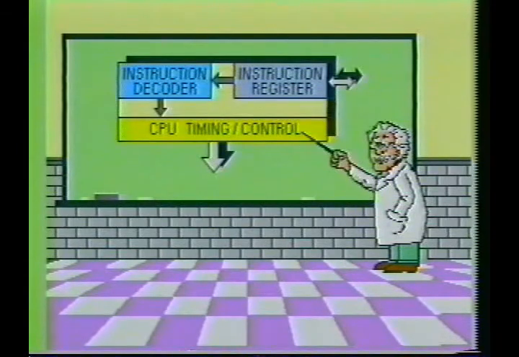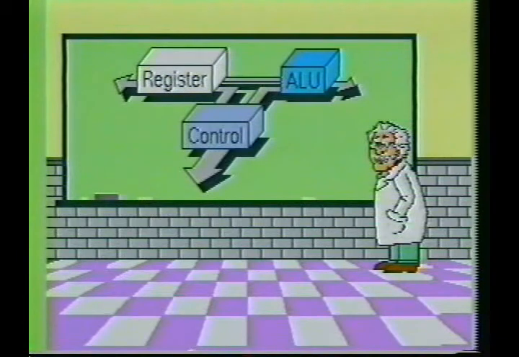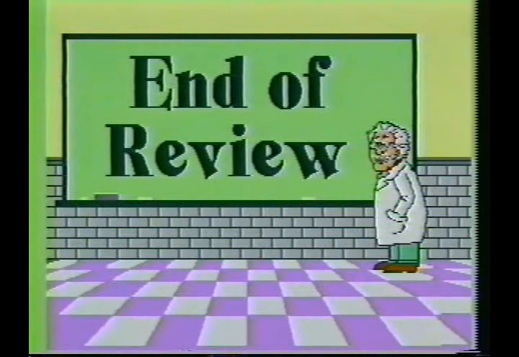Its function is to fetch the instruction code, interpret the code, then execute the instruction. The control module directs every activity which takes place within the computer. The CPU also contains several registers that are used to provide temporary storage for the data being processed. This concludes review number 1.